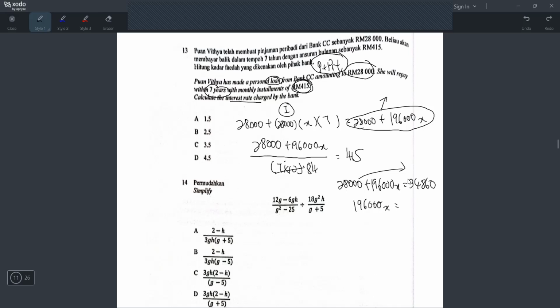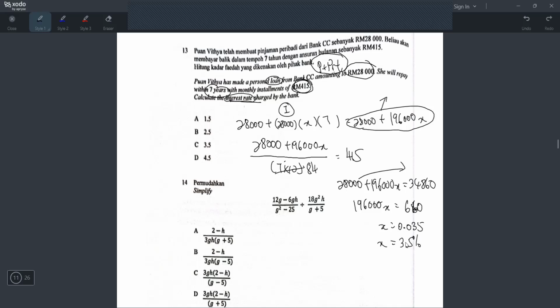196,000x, and then we press 34860 minus 28,000. Okay, 6860. And then finally just divide. To get x, just take 6860 divided by 196,000. My calculator gives me 0.035. Let me tell you something. The interest rate is always in percentage. So how do we convert this to percentage? You times 100. So it'll be 3.5%.